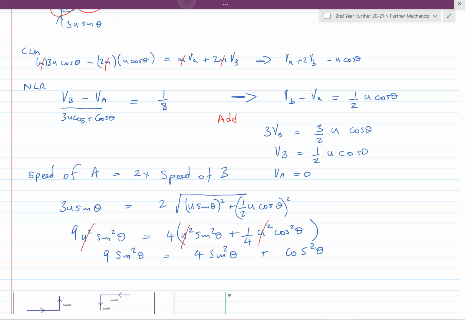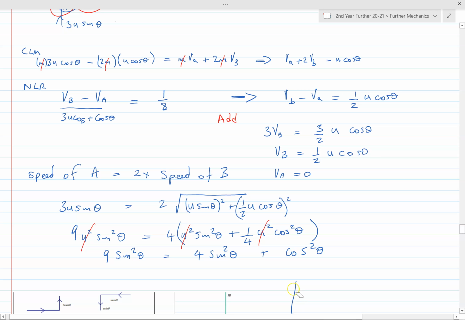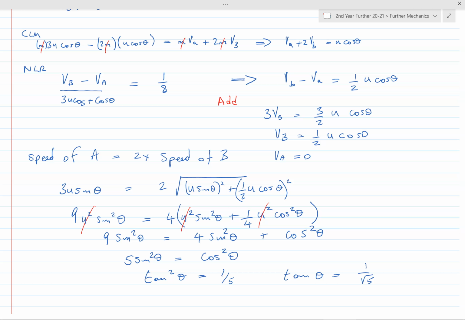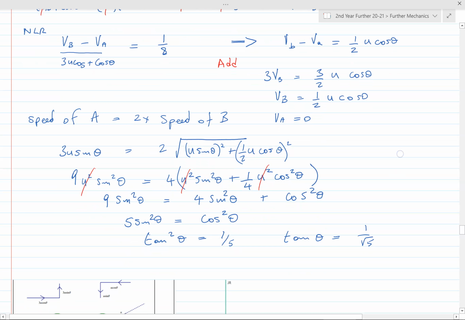That gives us 5 sin squared theta is equal to cos squared theta. So tan squared theta equals 1/5, and tan theta equals 1 over the square root of 5. So we can work out that angle: inverse tan of 1 divided by the square root of 5 gives 24.1 degrees.